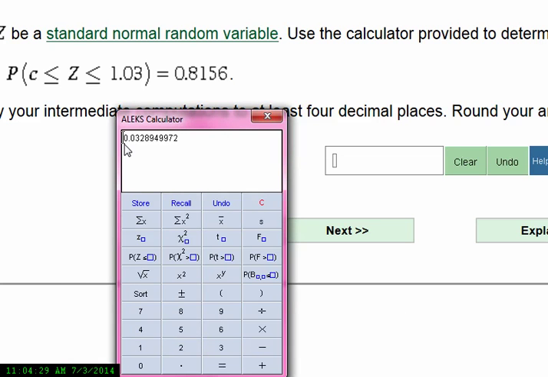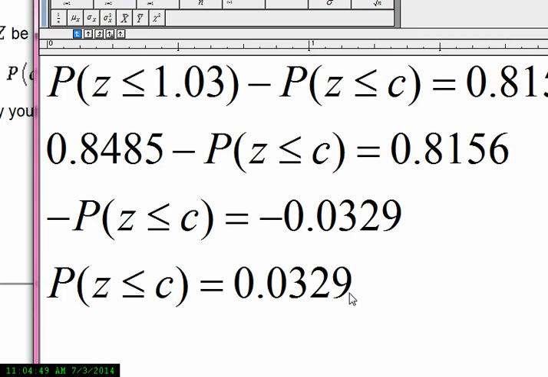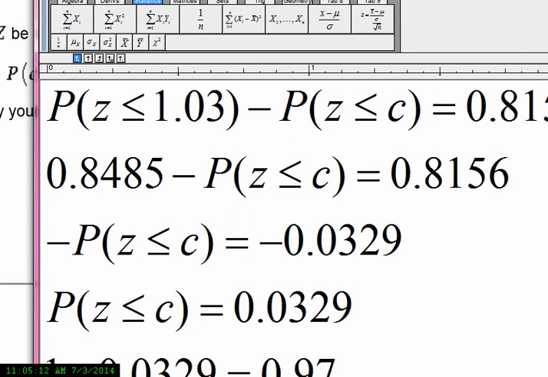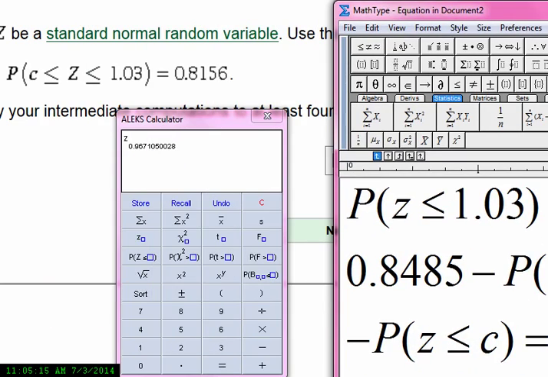So I'm going to subtract this from 1. So 1 minus that value, and then I'm going to find the Z score. And it turns out the area to the right is 0.9671. So let's write that down. So 1 minus 0.0329 is equal to 0.9671.